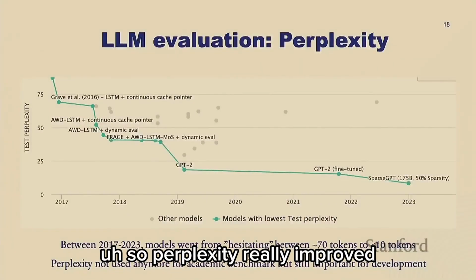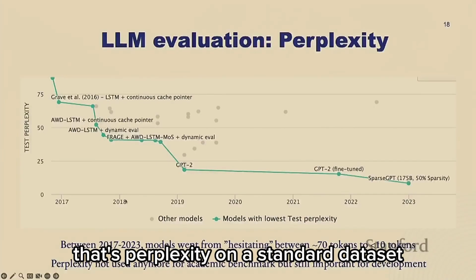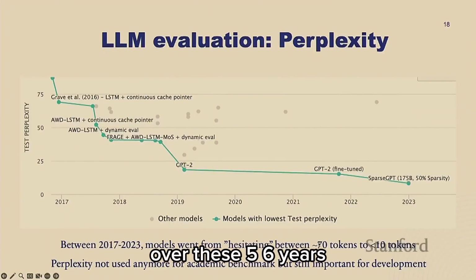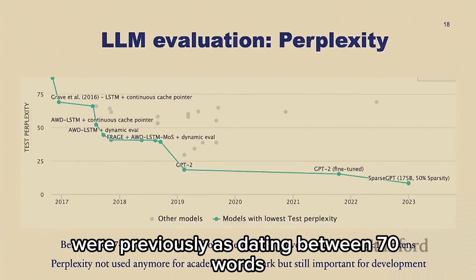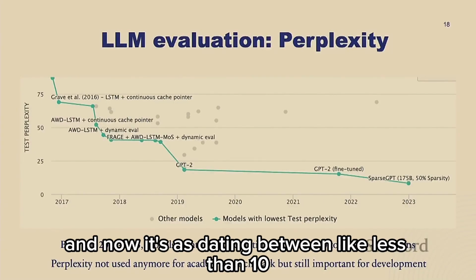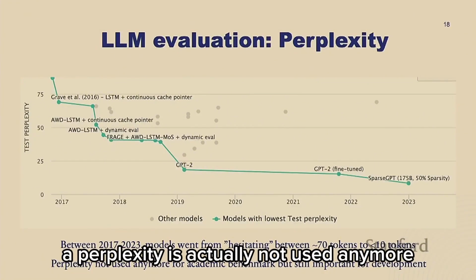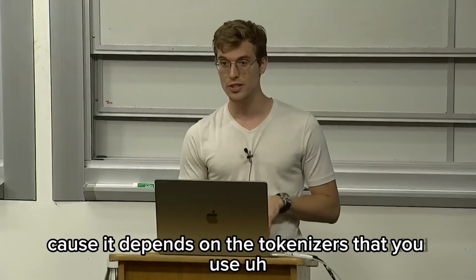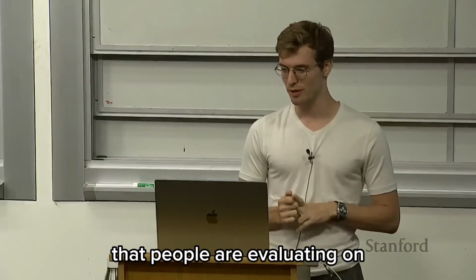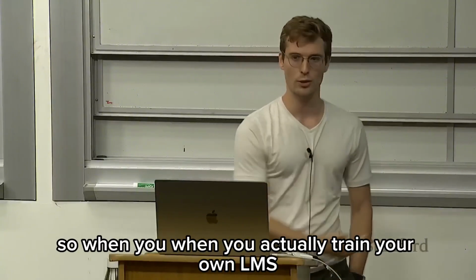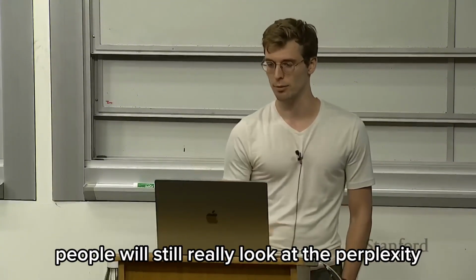So perplexity really improved. That's perplexity on a standard dataset between 2017 and 2023. It went from about 70 tokens to less than 10 tokens over these 5-6 years. That means that the models were previously hesitating between 70 words every time they were generating a word, and now they're hesitating between less than 10 words. So that's much better. Perplexity is actually not used anymore in academic benchmarking, mostly because it depends on the tokenizer that you use and on the actual data that people are evaluating on, but it's still very important for the development of LLMs. When you train your own LLM, people will still really look at the perplexity.